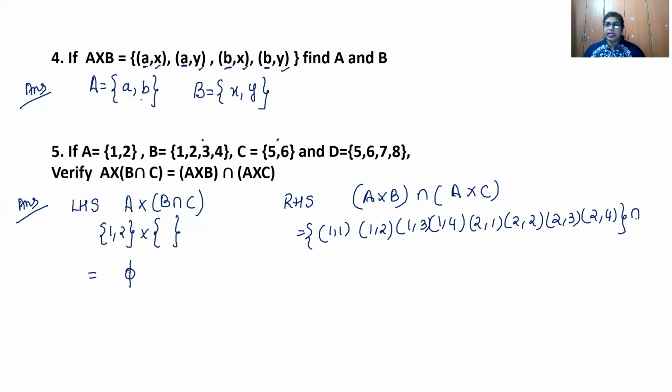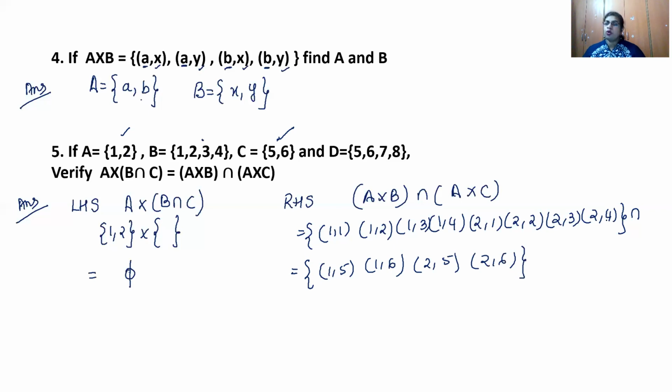Now the intersection with A cross C. Let me write A cross C now. Here is your A set and here is your C set. Concentrate on that and write A cross C. What is A cross C? It is (1,5), (1,6). I finished one, go to the next element: (2,5), (2,6).